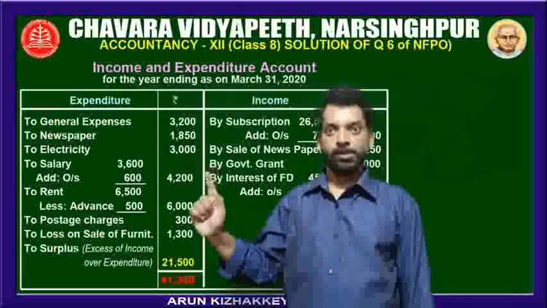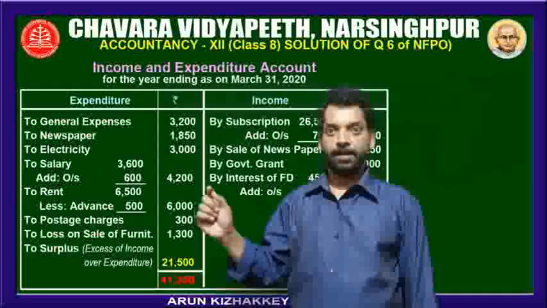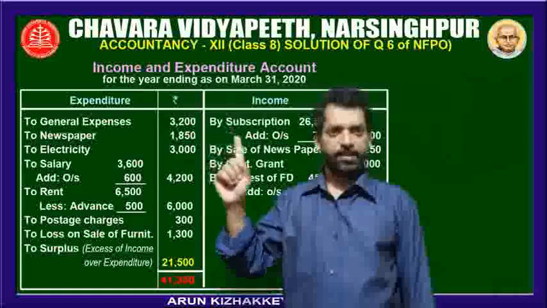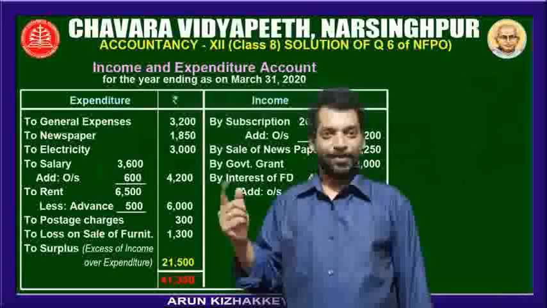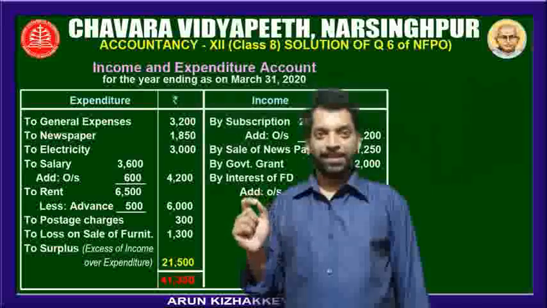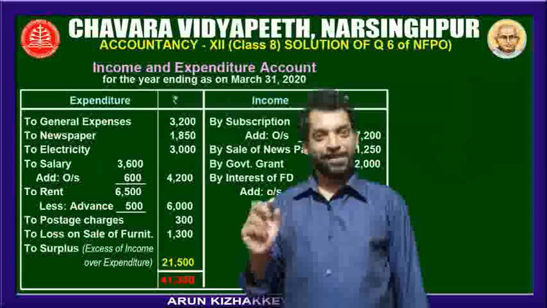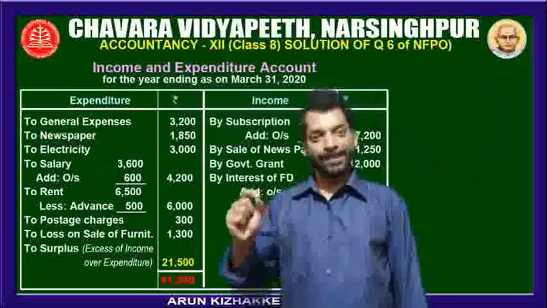The outstanding salary is a liability of the current year ending, so we have taken it in the closing balance sheet. To rent 6,500, and advance of rent is given in the adjustment. One month rent is advance. So how can we calculate? Total rent paid is 6,500. For how many months? One month advance means 12 plus 1, 13 months. So 6,500 rupees is for 13 months.